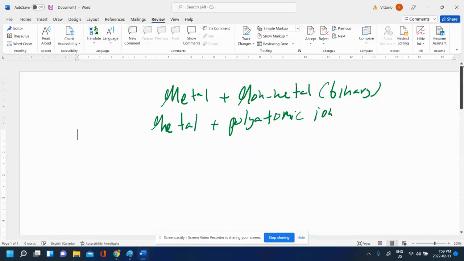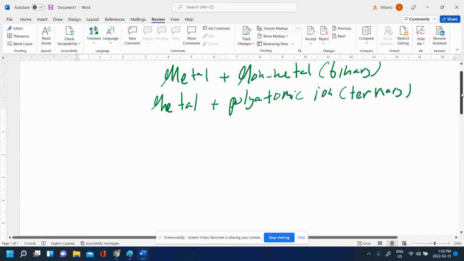And so what we're going to do is take a look at how to write a formula from a name. So if you're given a name, can we convert it into a formula? We're going to start off with the binary compounds, and then we'll do it with the ternary compounds as well. The rules are very similar. You just have to pay closer attention with ternary. So let's do a few examples together with the binary first.